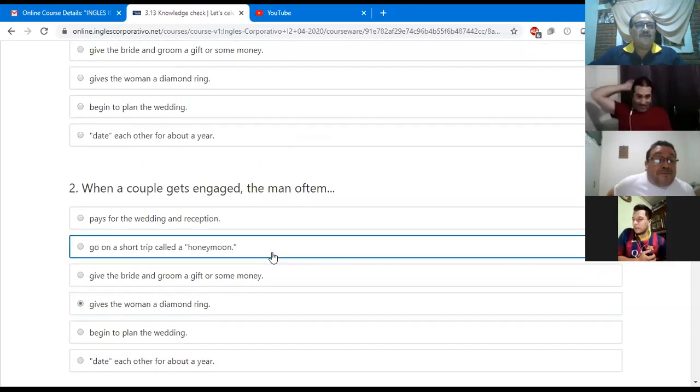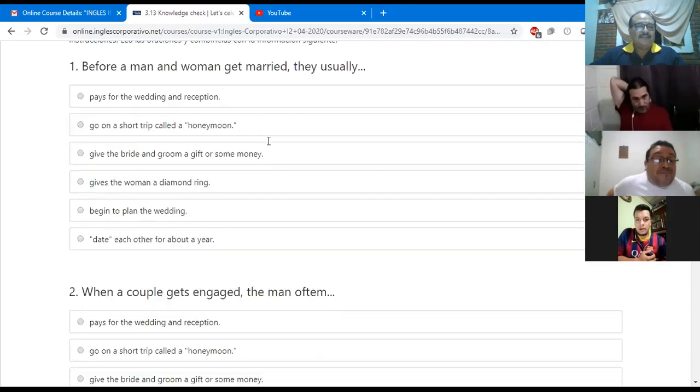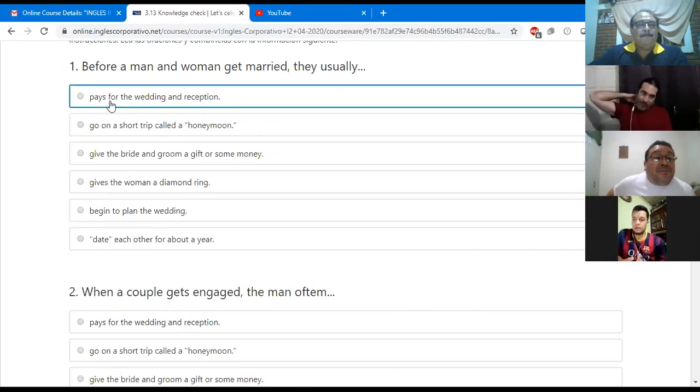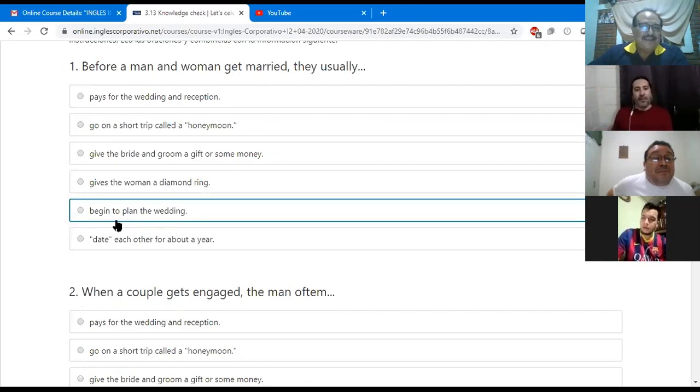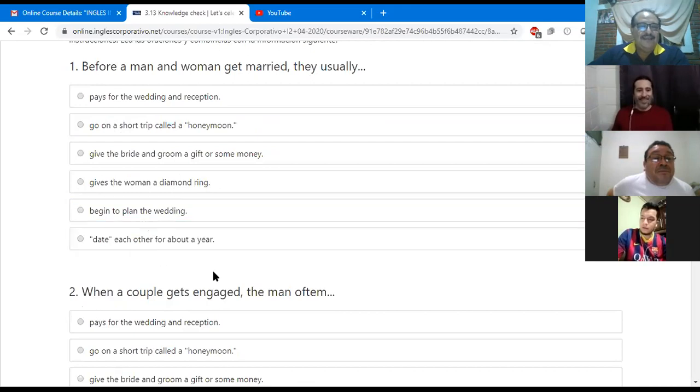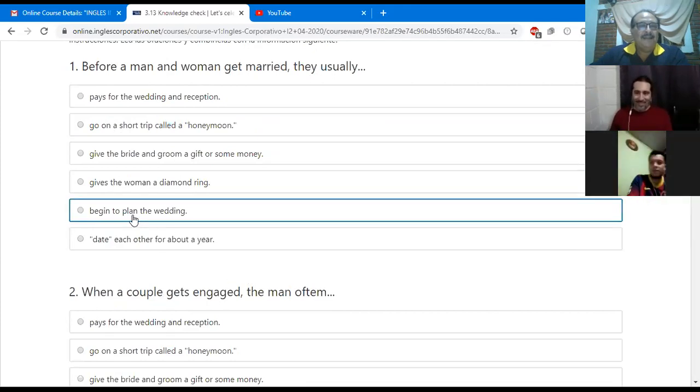I need to do number one. Wait a minute, I skipped number one. Sorry. Before a man and a woman get married, they usually pay for the wedding, go on a trip, give the bride and groom a gift, get the woman a ring, begin to plan the wedding, or date each other. They date each other for about a year.